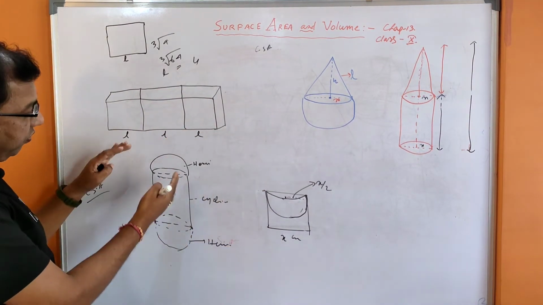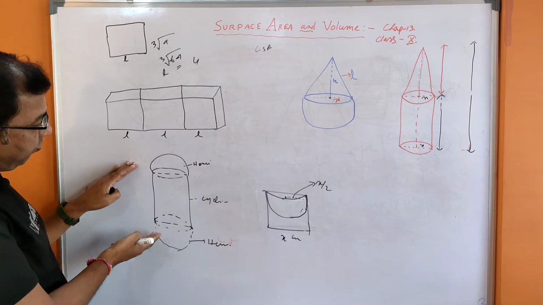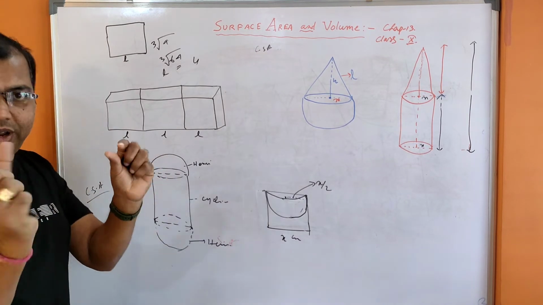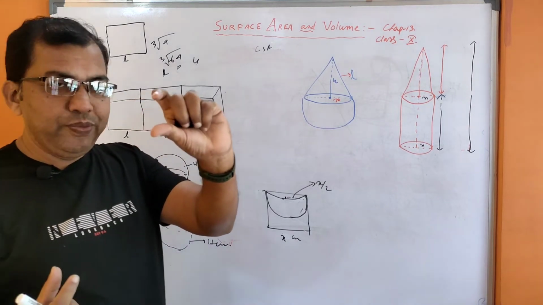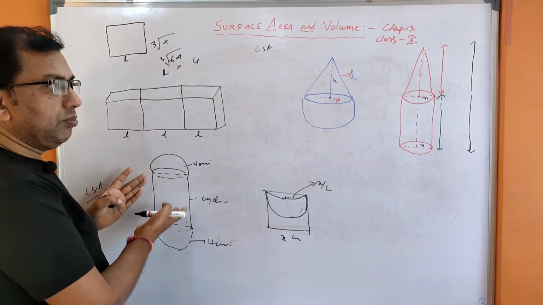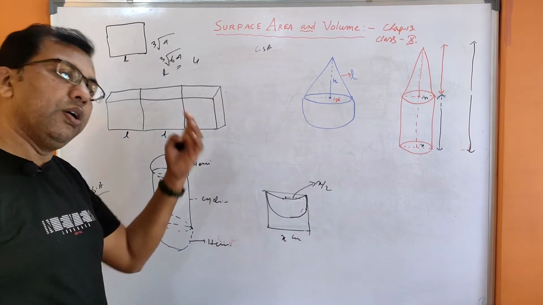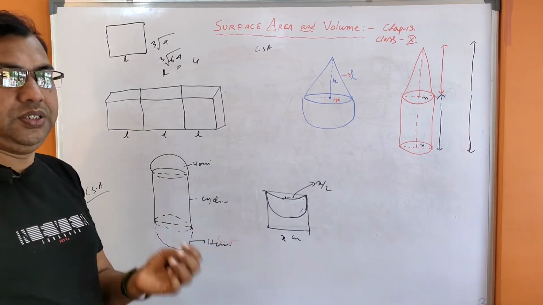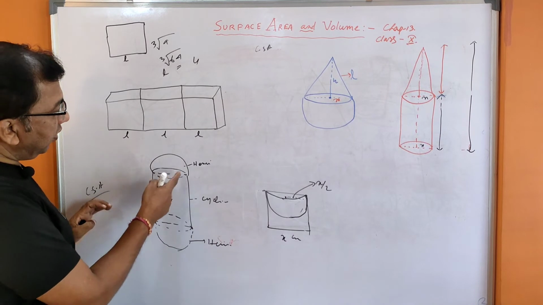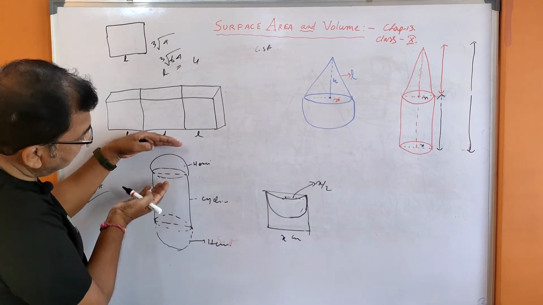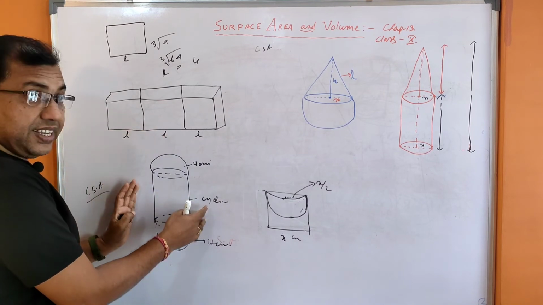Next, see here, this is a cylinder, and on the topmost is a hemisphere. This is like the capsule you have taken, medicine capsule body. You may be asked to find the volume of the figure, surface area of the figure, whatever they want. This is hemispherical, this is also hemispherical, and this is cylindrical.